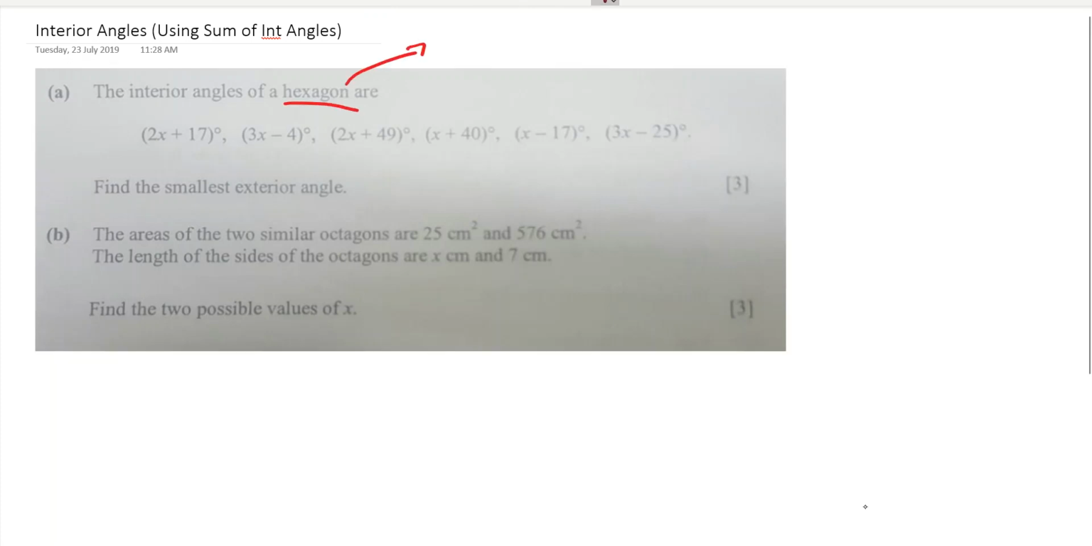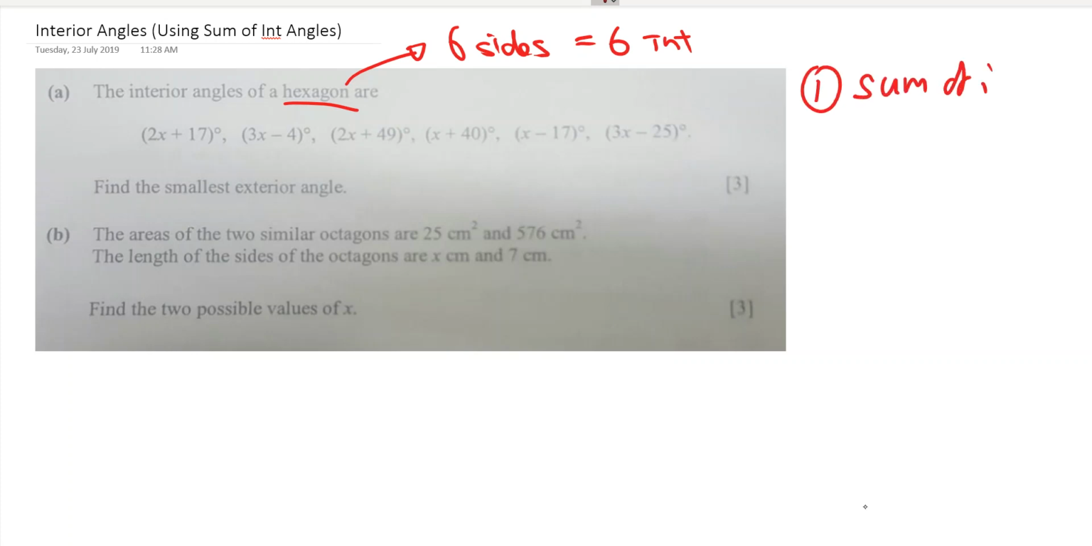Hexagon, how many sides are there? There are 6 sides. So if you have 6 sides, it means you have 6 interior angles and 6 exterior angles. Again, let's revise. The sum of interior angles formula is equal to n minus 2 times 180 degrees. So there are 6 angles over here.